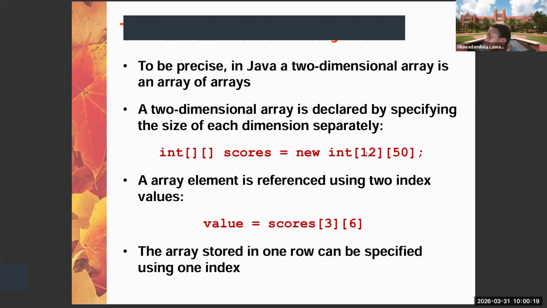And the first square bracket indicates the rows. So this is saying allocate 12. We're having 12 values for the rows. And for the columns, we will be having up to 50 values. Why are we declaring this way? We are declaring this way because we are not sure. We are not aware of the values in this array.